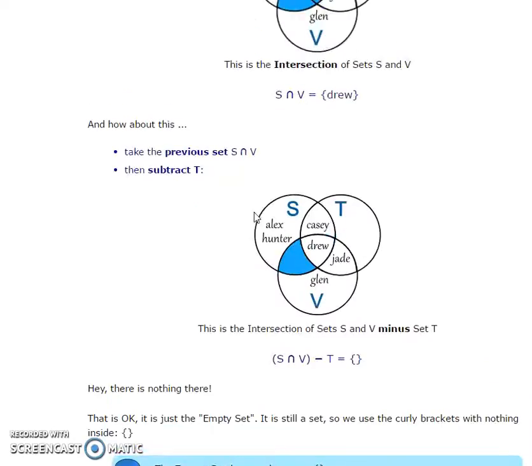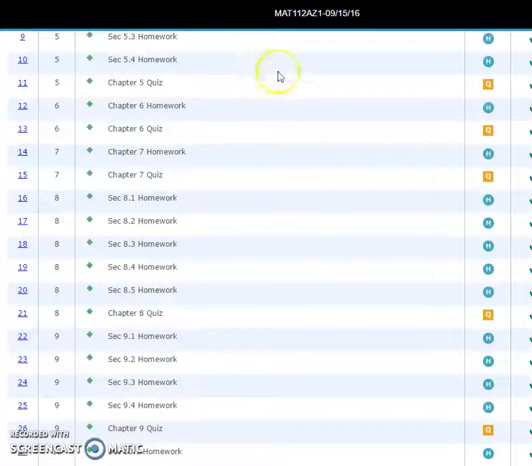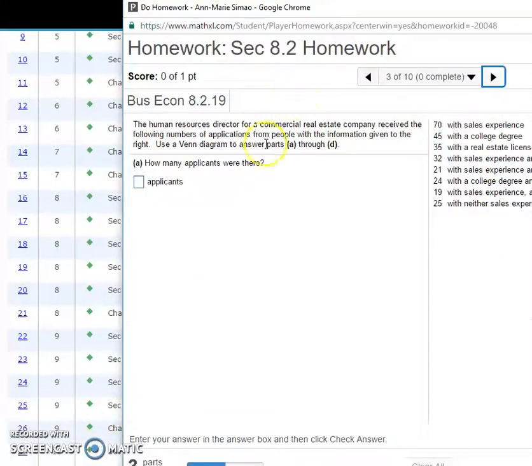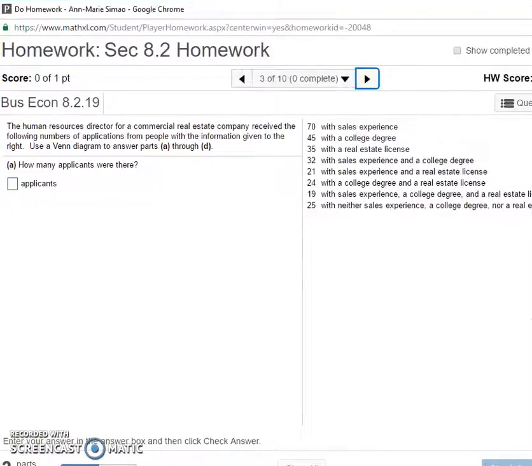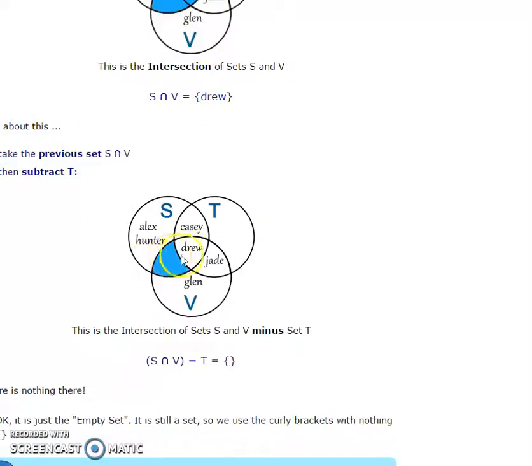One thing I wanted to point out to you is if you get a question like this, this is section 8.2, homework number 3. What I want you to do with a question like this, they're going to start asking how many applicants, how many were in one group and not the other. Think about something like this. You're going to start in the middle. Who liked all 3, soccer, tennis, and volleyball? So if you looked at all 3, you start with Drew. What's going to happen is next, soccer and tennis. Casey liked soccer and tennis, and Drew did too, but Drew also liked volleyball.